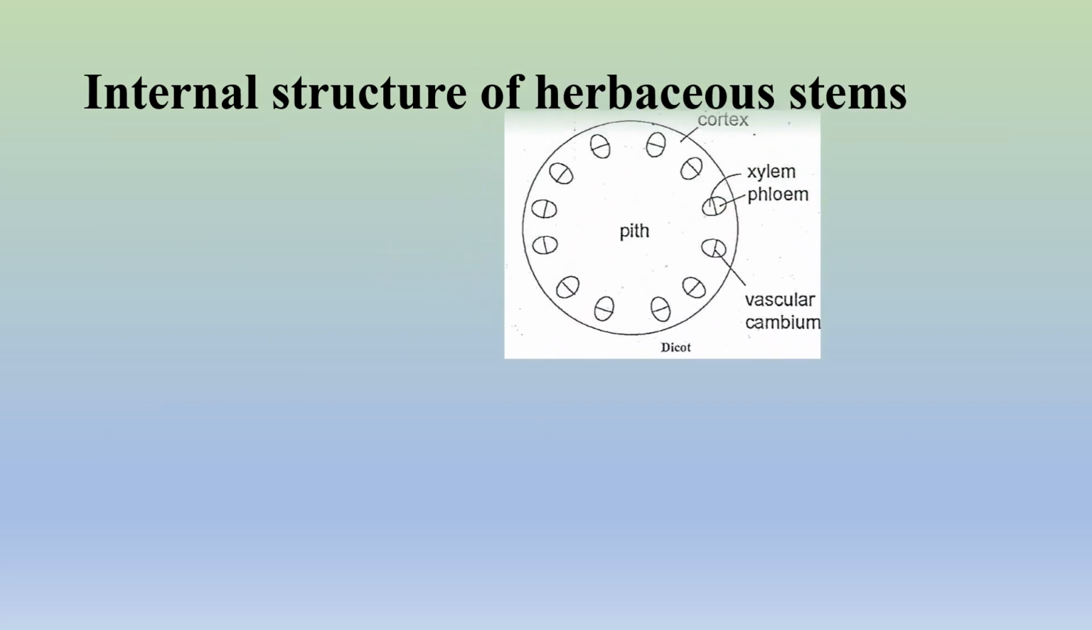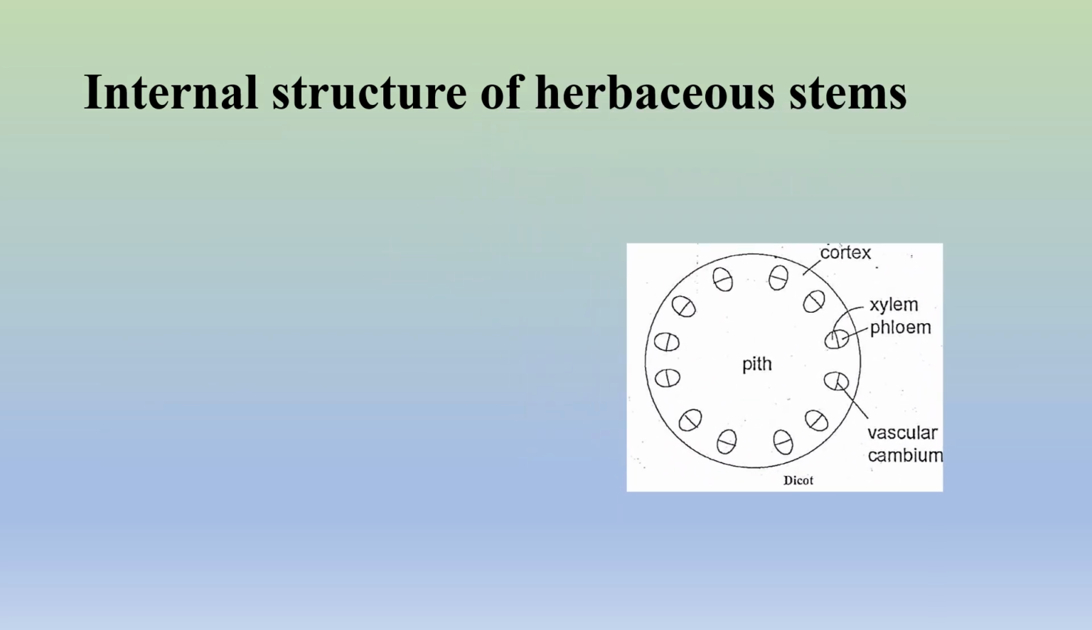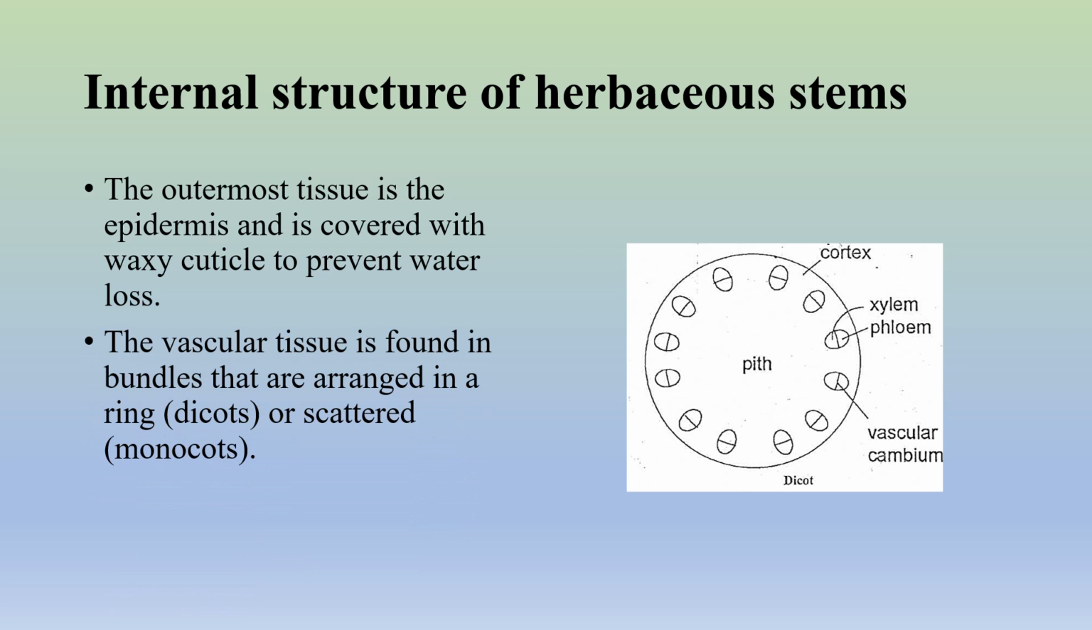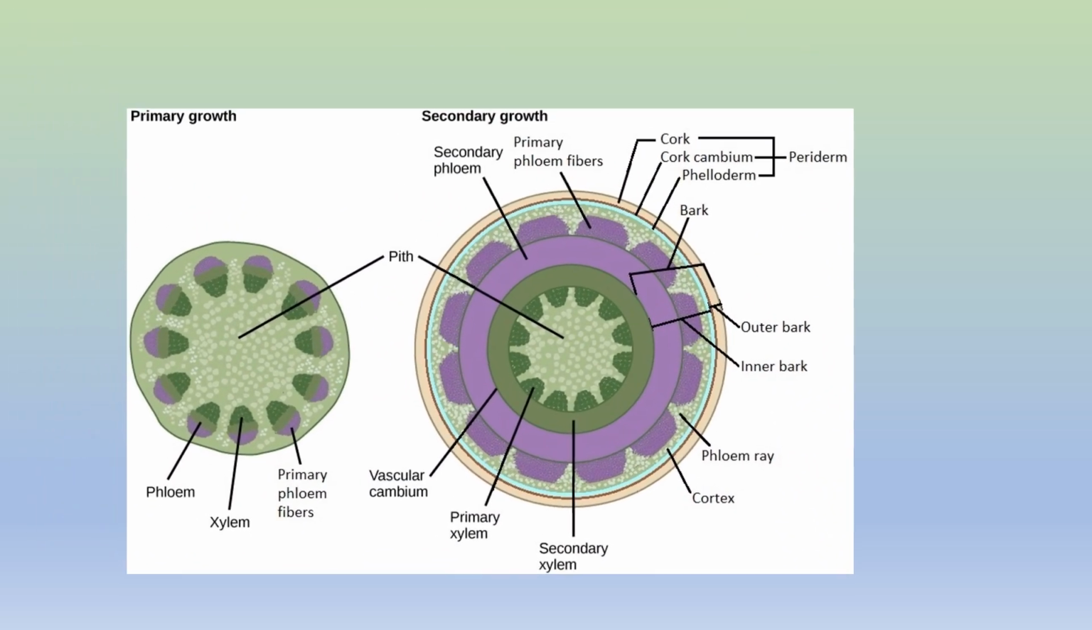Internal structure of herbaceous stems. The outermost tissue is the epidermis and is covered with waxy cuticle to prevent water loss. The vascular tissue is found in bundles that are arranged in a ring in dicots, or scattered in monocots. The central region of the stem is called the pith. Pith is made of parenchyma cells that store food.